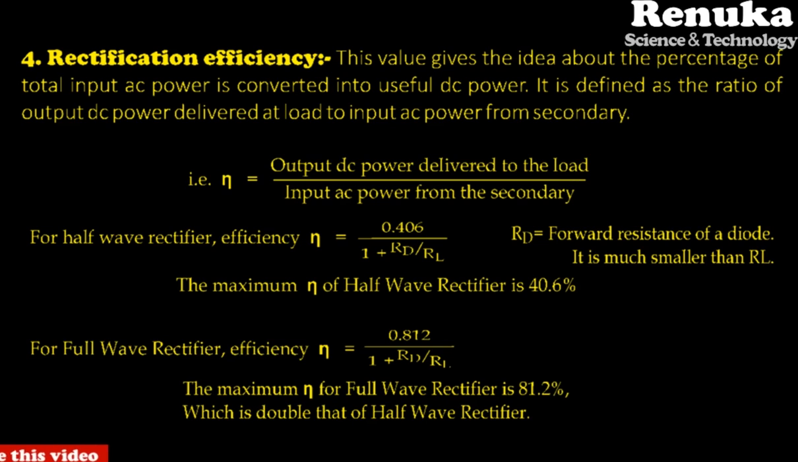Now in case of full wave rectifier, the efficiency eta is calculated as 0.812 divided by 1 plus RD by RL. Here again RD is the forward resistance of the diode and it should be smaller than the load resistance. The maximum rectification efficiency for full wave rectifier is 81.2%, which is double that of the half wave rectifier. So from the rectifier efficiency formula or its value for half wave and full wave rectifier, we can say that the full wave rectifier is more efficient than the half wave rectifier.